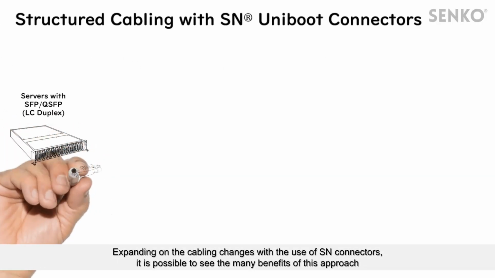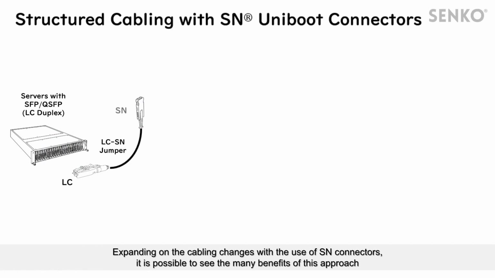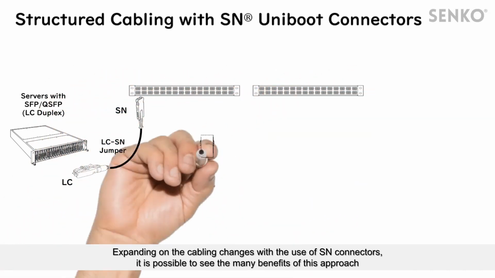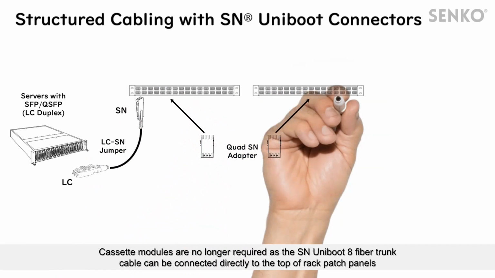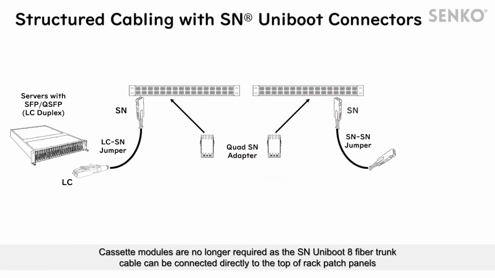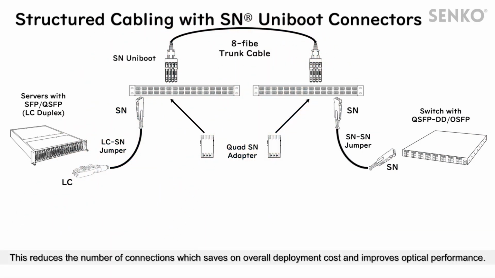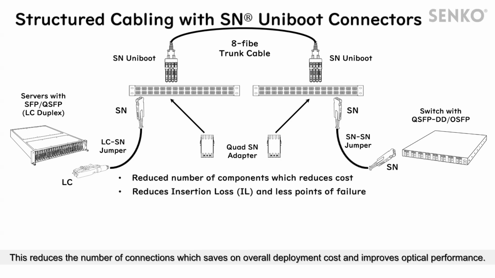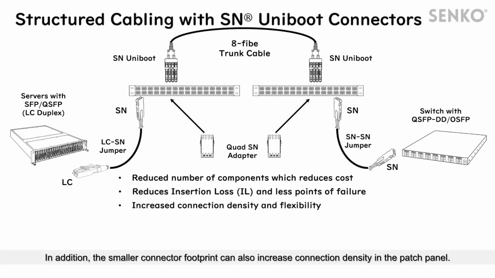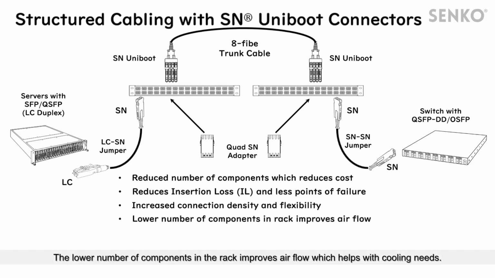Expanding on the cabling changes with the use of SN connectors, it is possible to see the many benefits of this approach. Cassette modules are no longer required as the SN Uniboot 8-fiber trunk cable can be connected directly to the top of rack patch panels. This reduces the number of connections, which saves on overall deployment cost and improves optical performance. In addition, the smaller connector footprint can also increase connection density in the patch panel. The lower number of components in the rack improves airflow, which helps with cooling needs.